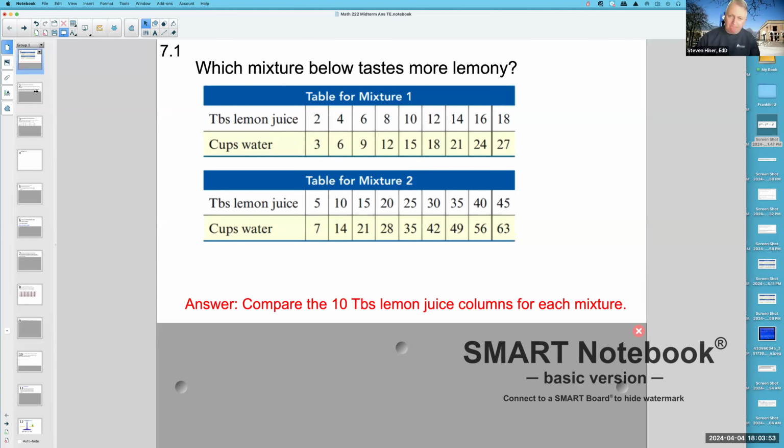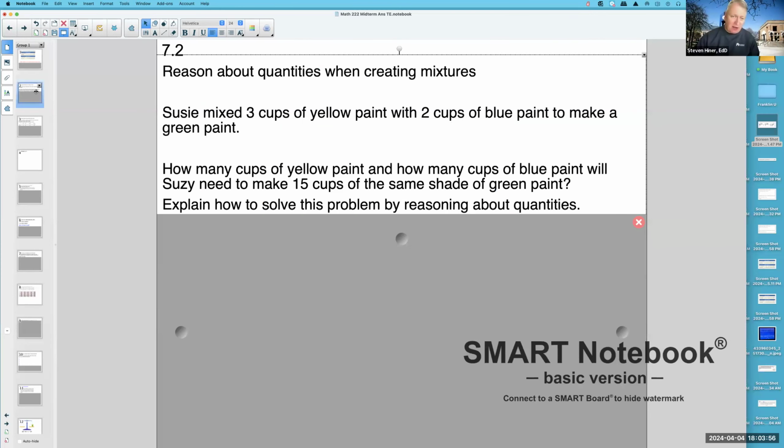Now, since it's just the two of you now, if you have a question, please slow me down. Otherwise, I'm going to just move on to the next one. So then 7.2 is solving proportional problems by reasoning with multiplication and division. So I'll go over an example here.